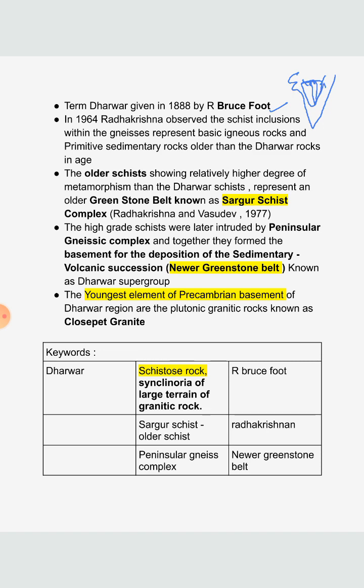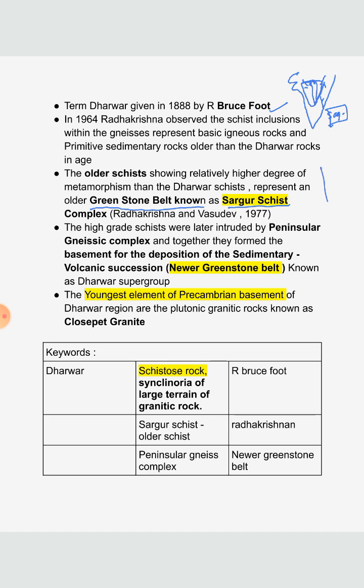So, it is lying over the Sargur schist, which is sedimentary rocks, and they are highly metamorphosed, though sedimentary but metamorphosed, and are older than the Dharwar rocks. So the older schist, showing relatively higher degree of metamorphism than Dharwar schist, represent the greenstone belt, which are Sargur schist. So what Sargur schist are? These are greenstone belt. The high-grade schist were later intruded by the peninsular gneiss complex.